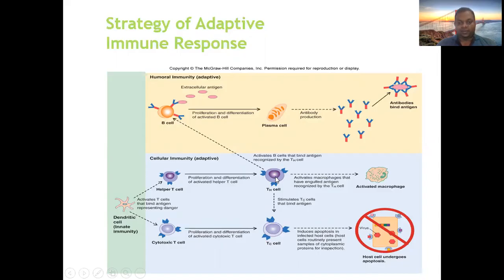TH cells, or T helper cells, in one way activate macrophages, whereas they also provide the signal to the B cell. At the same time, the B cell is activated by the presence of extracellular antigens. Now it proliferates and differentiates into activated B cells. For that, a co-ligand signal is required. Then it turns into a plasma cell. Plasma cells initially produce IgM antibodies, but after class switching they produce IgG and other antibodies, mainly IgG.